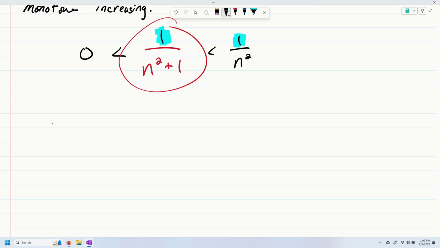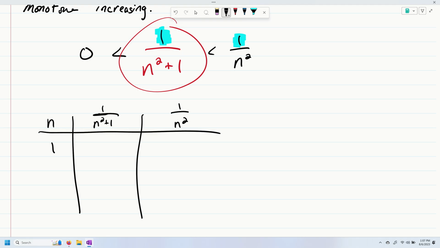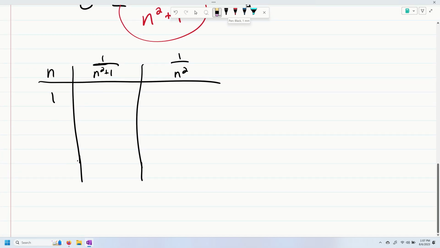If I have n, 1 over n squared plus 1, and 1 over n squared, and I start picking some values of n, randomly, actually, we'll pick nice ones. Here's what we have. When n equals 1, we have 1 over 1 squared, which is 1, plus 1 is 2. And this is 1 over 1. And clearly, 1/2 is less than 1.